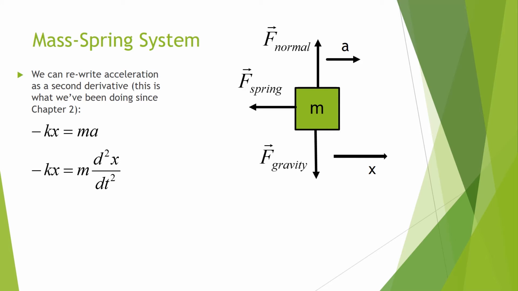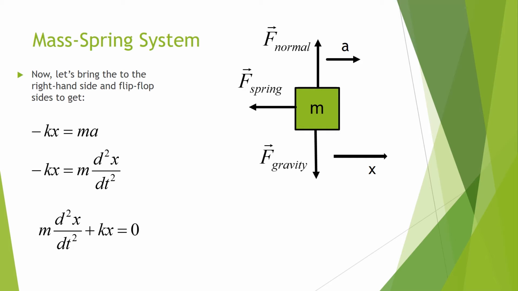And so we can rewrite the acceleration term as a second derivative. We've done this starting in chapter 2, where dx/dt gives us our velocity, and dv/dt, or the second derivative of x, gives us our acceleration. So plugging that in, we get the equation shown. Then we can rearrange this equation by bringing the negative kx term to the right. So we're left with an equation that has a second derivative in it, and it also has an x. And this is a special type of equation.